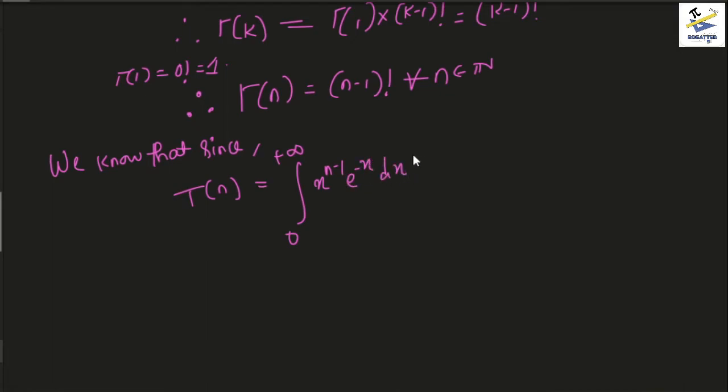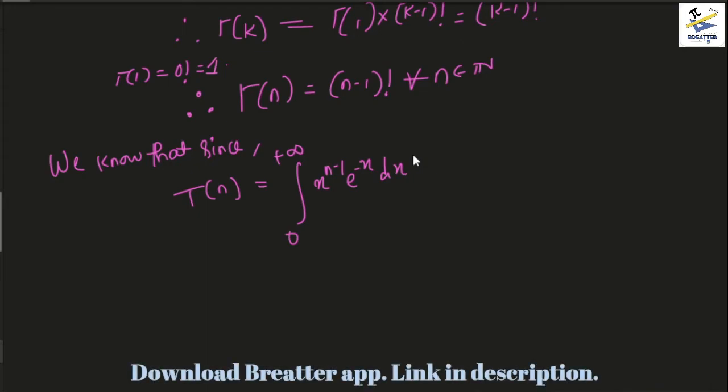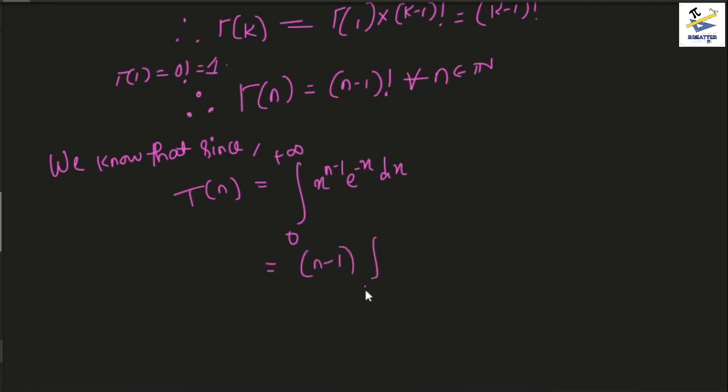Since this happens, and this is the representation, irrespective of whether n is a natural number or not, by IBP we still have n minus 1 into the integral from 0 to positive infinity of x to the power n minus 2 into e to the power minus x dx, which will give you n minus 1 into gamma of n minus 1, right? So this basically works.